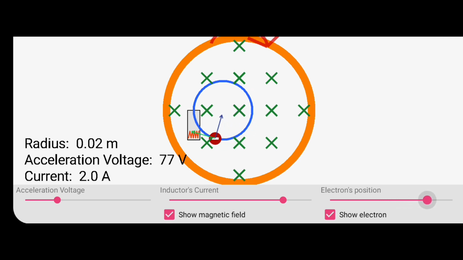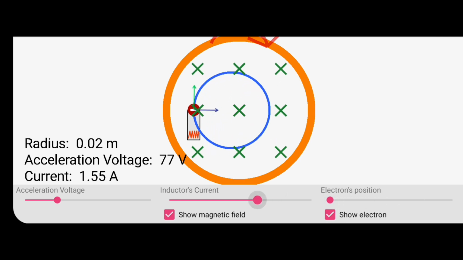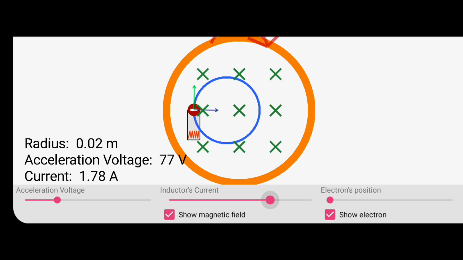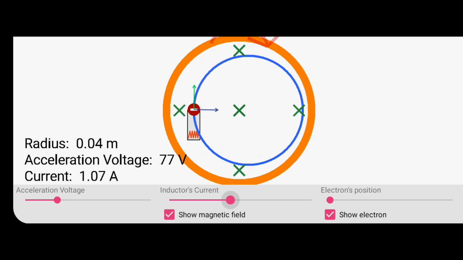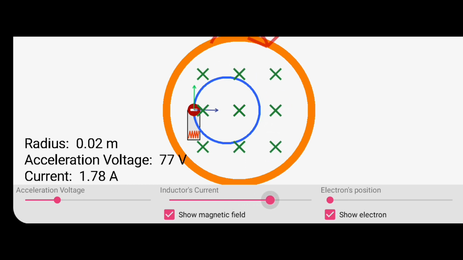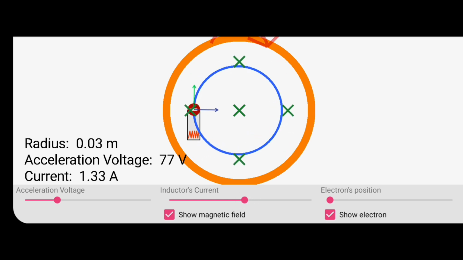Electron acceleration. Electron acceleration occurs when electrons experience a change in velocity. This change in velocity can result from various factors, including the application of an electric field, such as in a vacuum tube, or the presence of a varying magnetic field, as in an inductor.